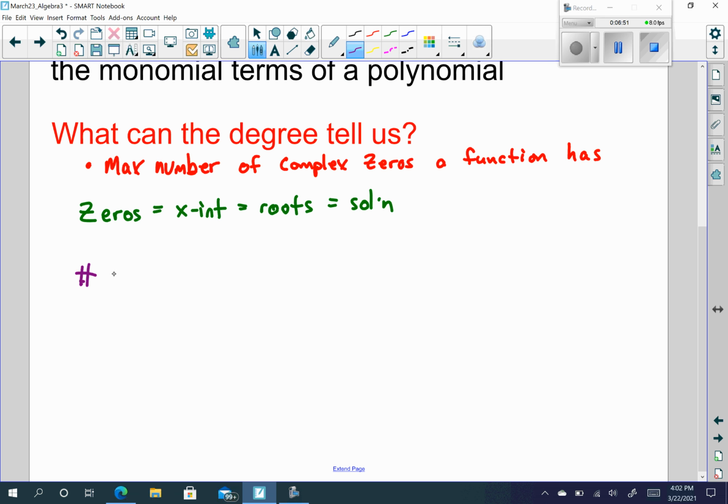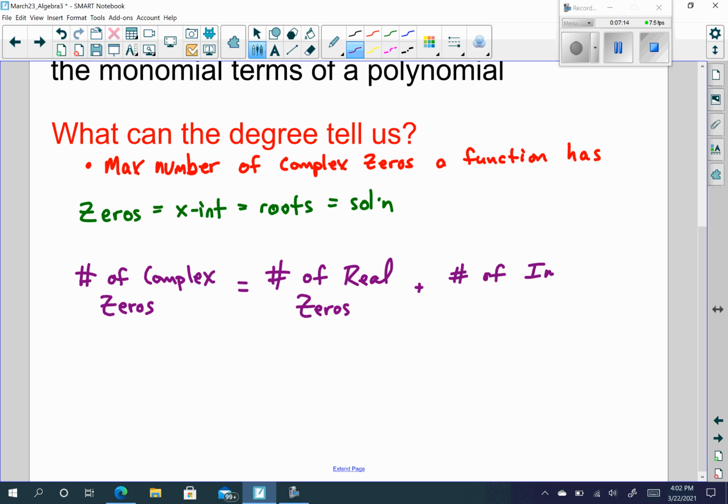Now the number of complex zeros, remember a complex number is a plus bi, real plus imaginary. Same thing is true of complex zeros. It's the number of real zeros plus the number of imaginary zeros.